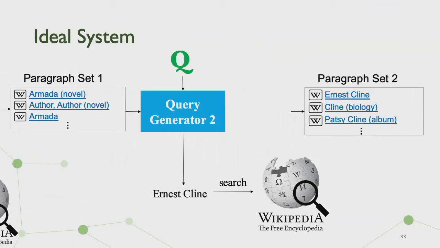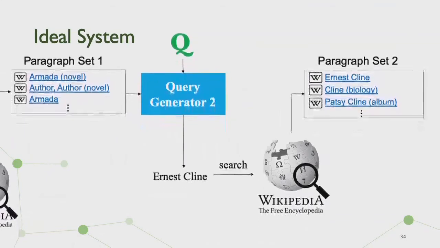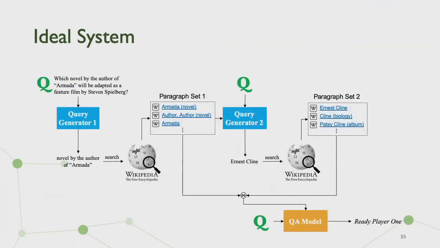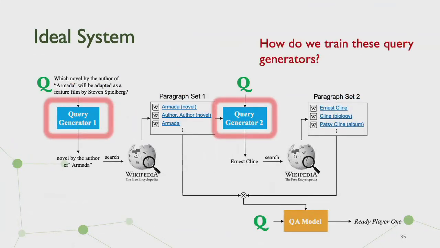Of course, we can do this for multiple steps. In this work, we just limit the number of retrieval steps to two, and we concatenate these paragraphs at the end of retrieval. So that's the entire system. The question is, how do we actually build these queries?